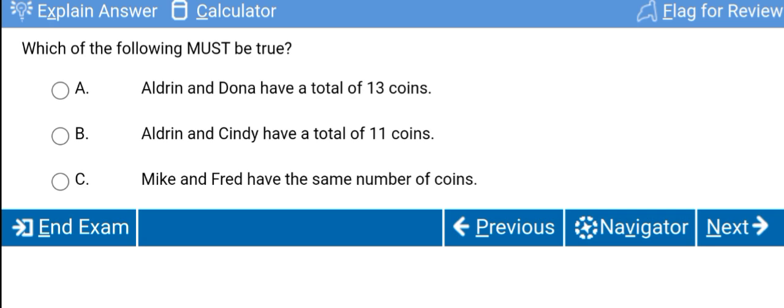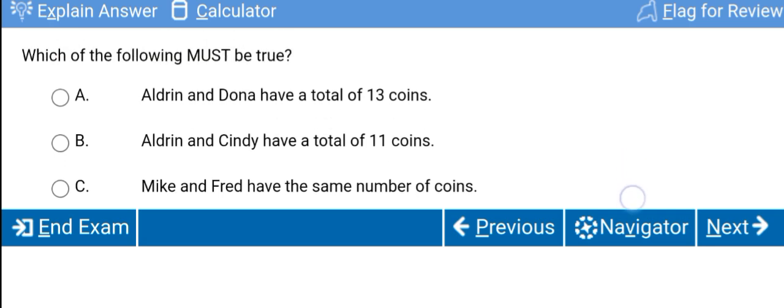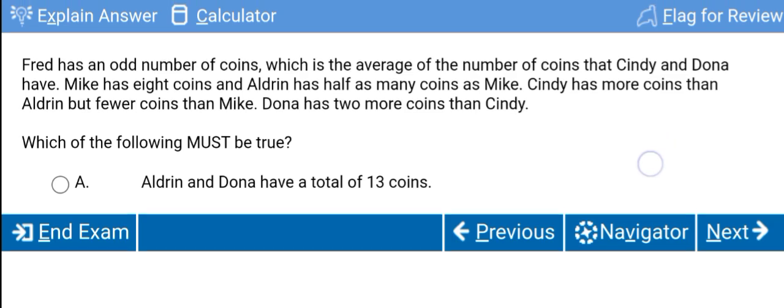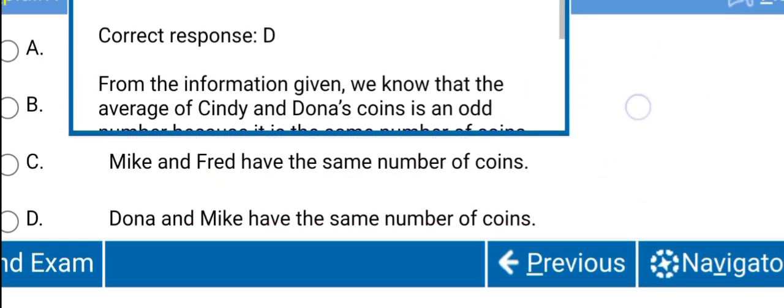Option A: Aldrin and Donna have a total of 13 coins. Option B: Aldrin and Cindy have a total of 11 coins. Option C: Mike and Fred have the same number of coins. Option D: Donna and Mike have the same number of coins. So the correct response is option D.